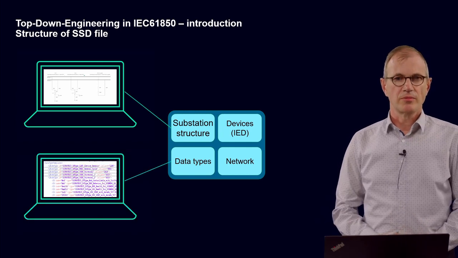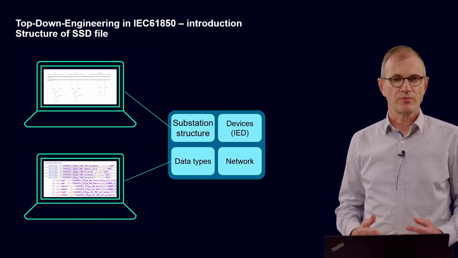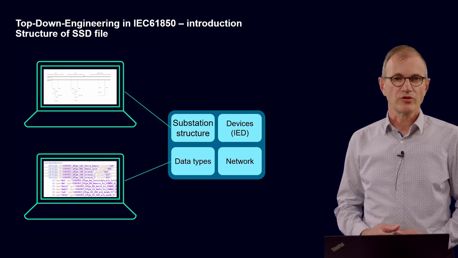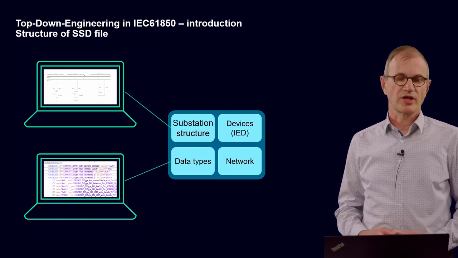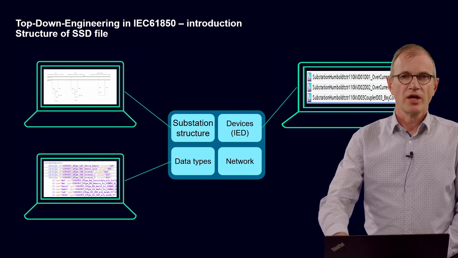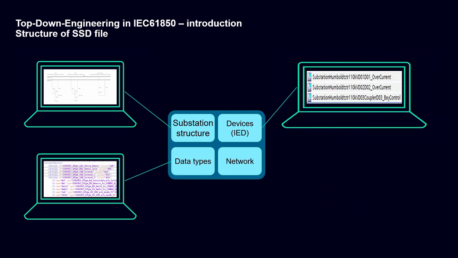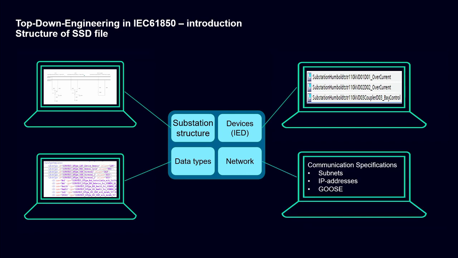Then there is a part with the data types. This is a little more theoretical. There you can describe how the protection functionality shall look. The device part is a list of expected IEDs, what you want to have in your substation. And the network part simply describes the communication: how many subnets, the IP addresses, if you want to have GOOSE communication relationships, such things are contained there.